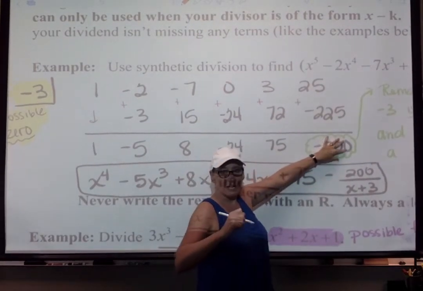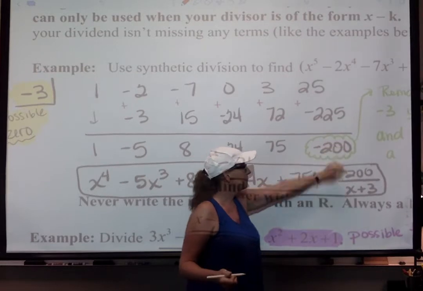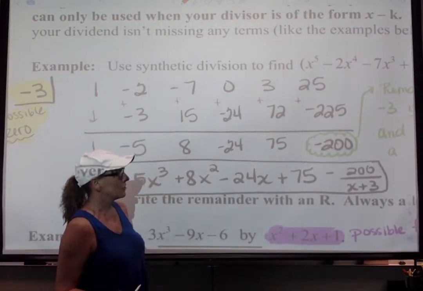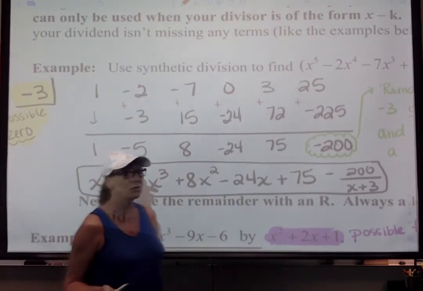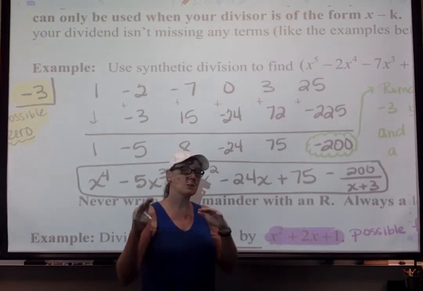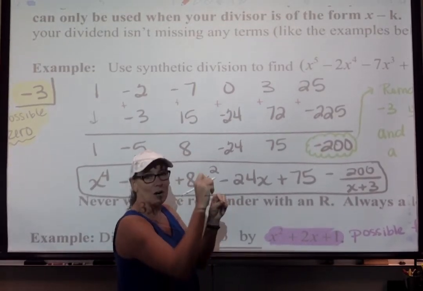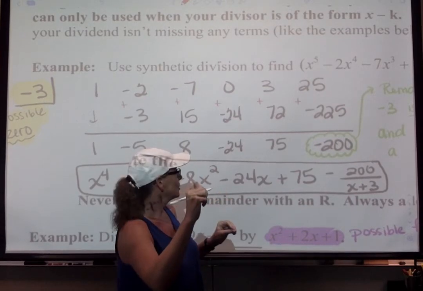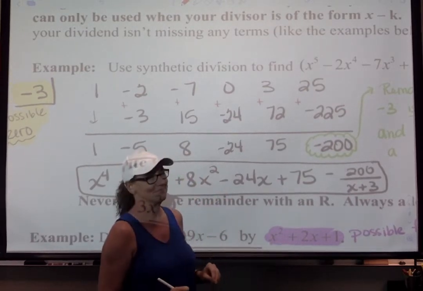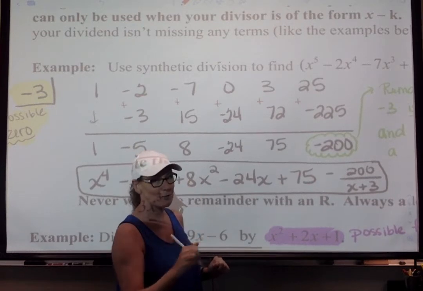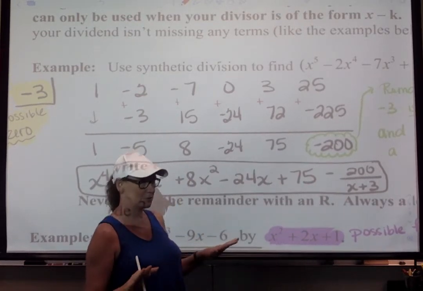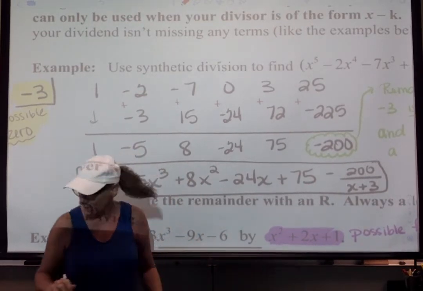This last number right here, this is your remainder. So I have a remainder of -200. Now when you were in elementary school and you learned how to do long division, you would write your answer and then you would go, remainder -200, like you would use an R for your remainder. Okay, we are so beyond elementary school, we're not going to do that anymore.